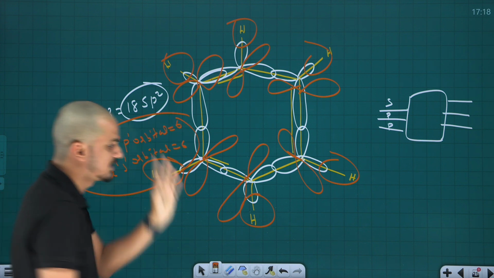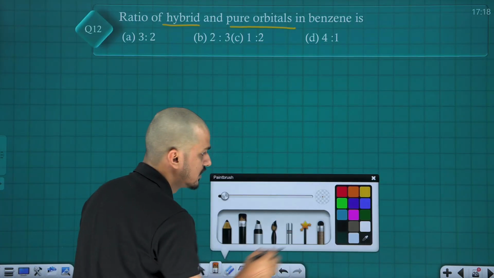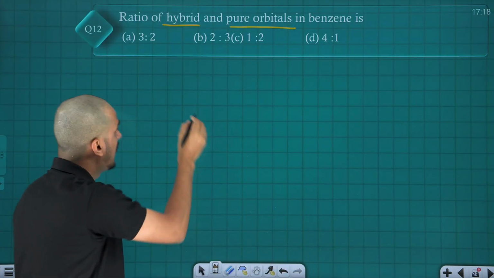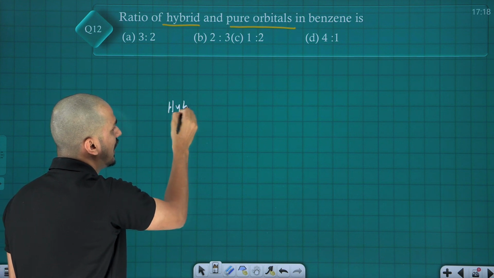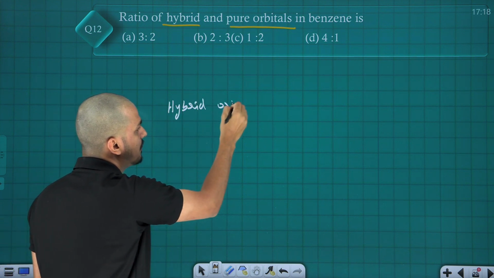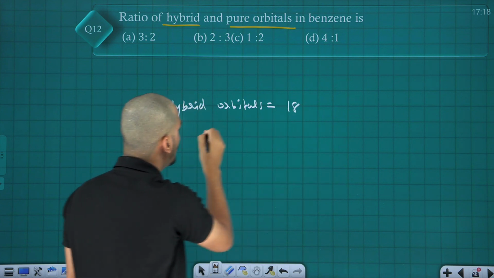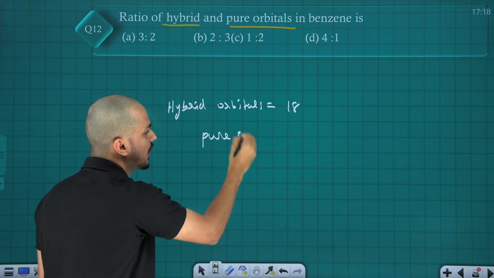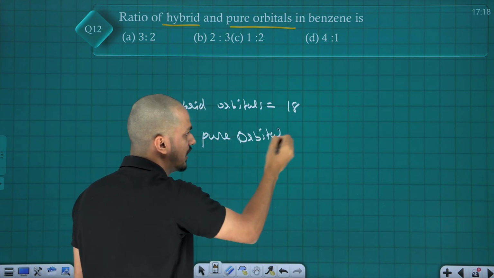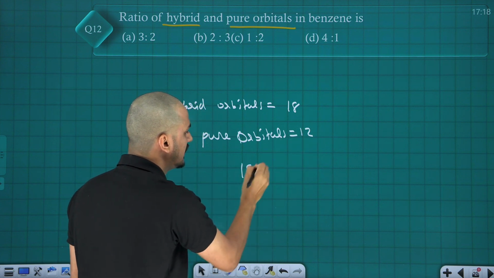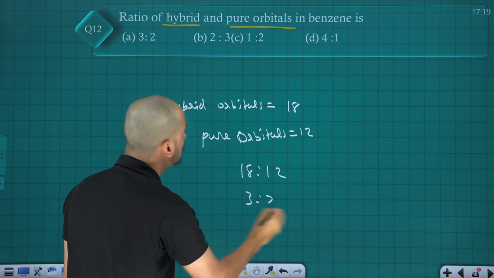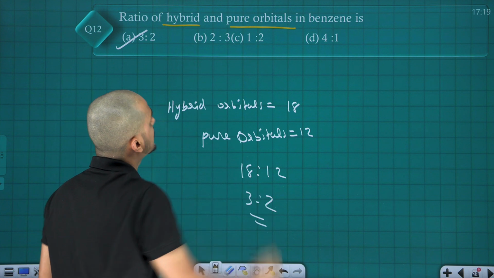Here 18 hybridized orbitals. So what's the ratio? Hybrid orbitals is equal to 18, pure orbitals is equal to 12. So 18 is to 12, 3 is to 2. Option A is the correct answer.